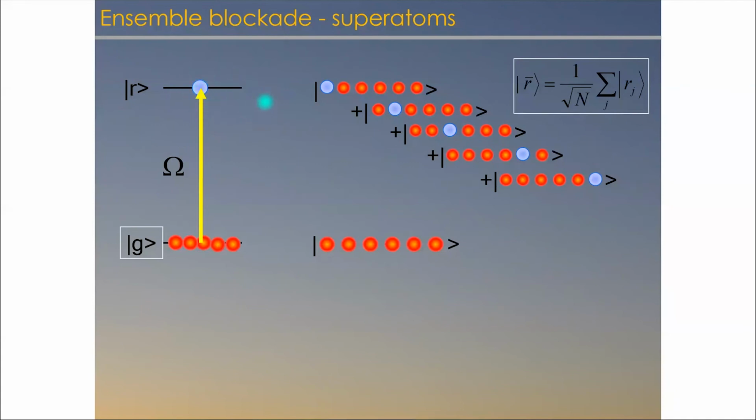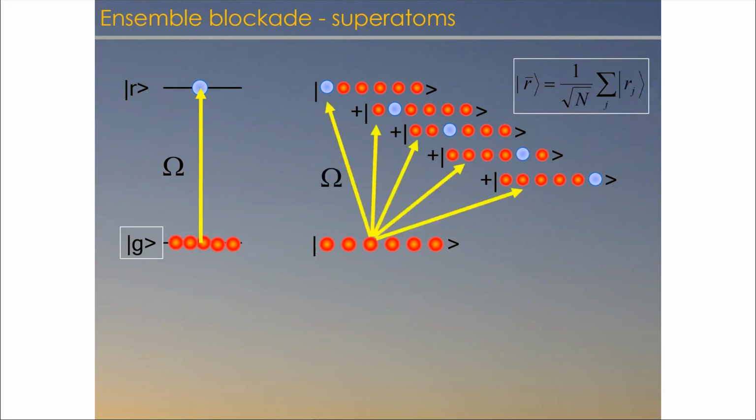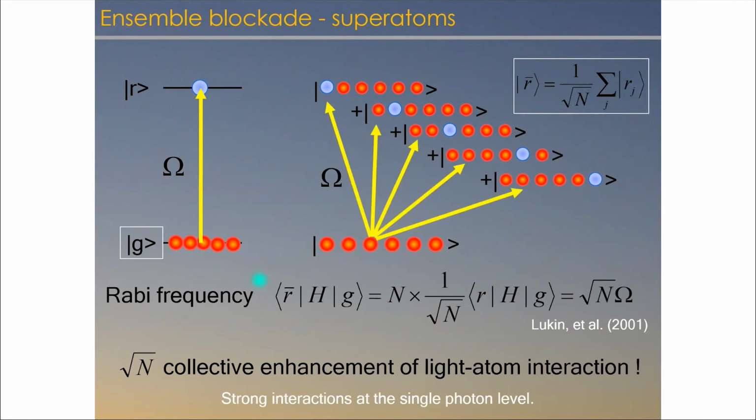If I do that in an ensemble, and the ensemble is blockaded, so I haven't talked about Rydberg blockade yet this morning, but let's assume that the atoms are strongly interacting, so only one at a time can be Rydberg excited. Then what happens is I create a superposition of any one of the n atoms being Rydberg excited. And the coupling rate that takes me from the ground state to this symmetric singly excited state is root n larger than the rate for one atom, because I have n different target states, and if I properly normalize that, I get a root n enhancement.